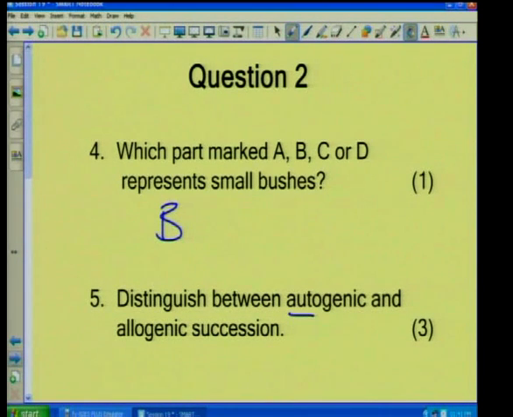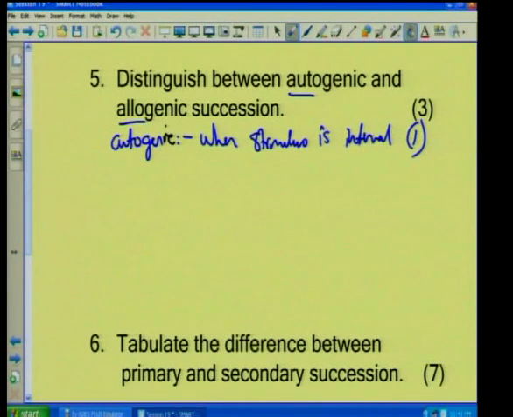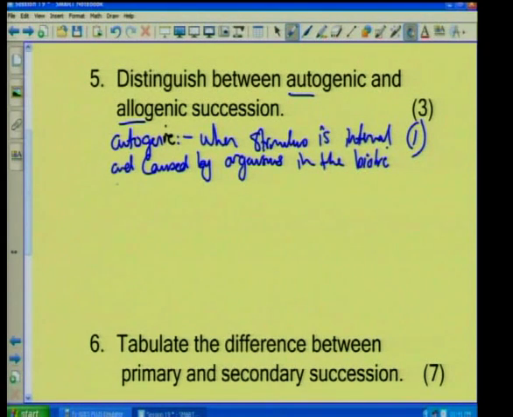Distinguish between autogenic and allogenic succession. Okay, so if we look at autogenic, remember I said to you, auto always means on its own. So this is when the stimulus is internal, okay? That should be 1 mark. And caused by organisms in the biotic communities. Or you can say caused by biotic organisms. So biotic organisms in a biotic community, or caused by biotic organisms, gives you your 2nd mark there.